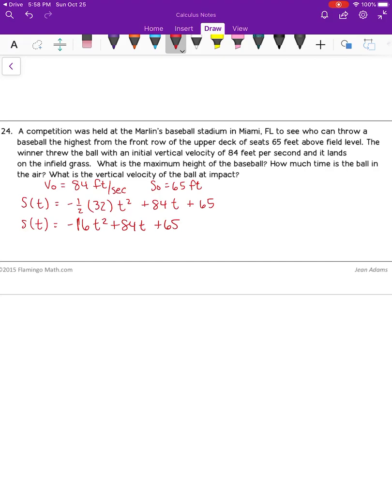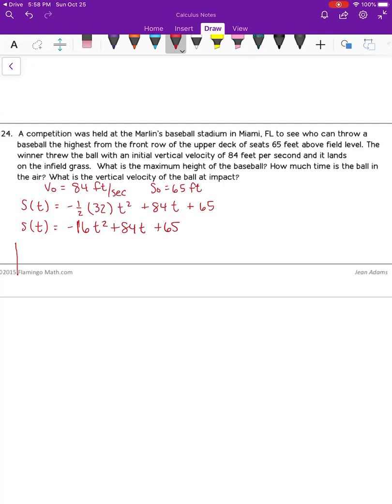And the first question was, what is the maximum height of the baseball? So we know that this is a downward facing parabola. At 0, it was at 65. So it goes like this. And our vertex, which is x equals negative b over 2a, and the y value of the vertex would be s of negative b over 2a. And so we know that our a is negative 16, our b is 84, and our c is 65.